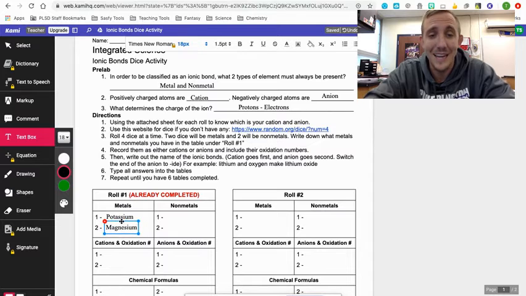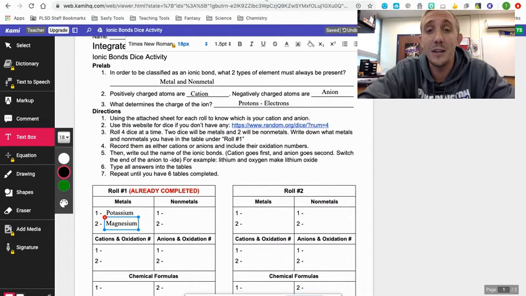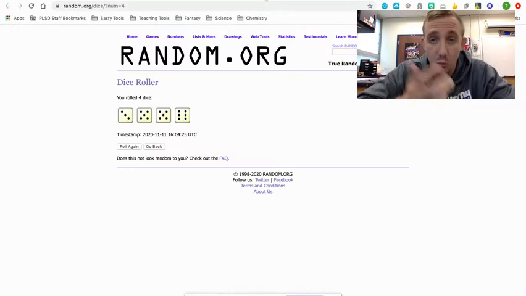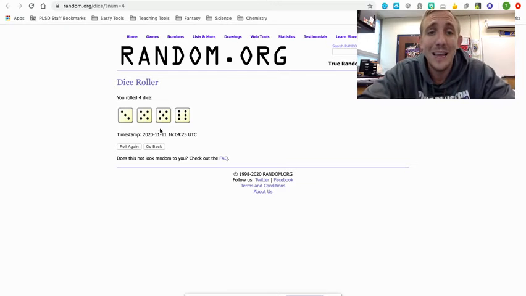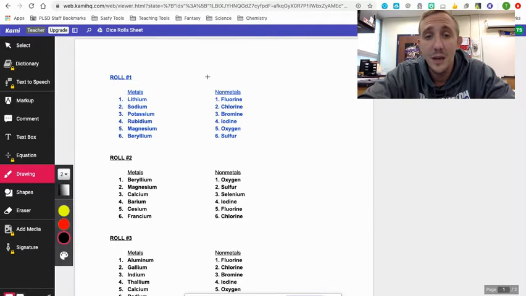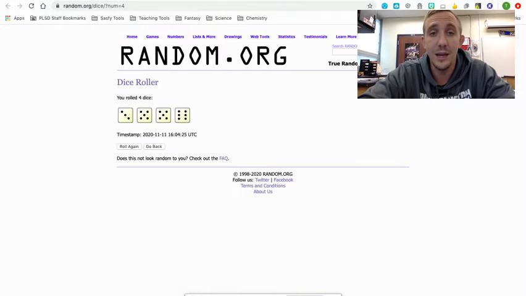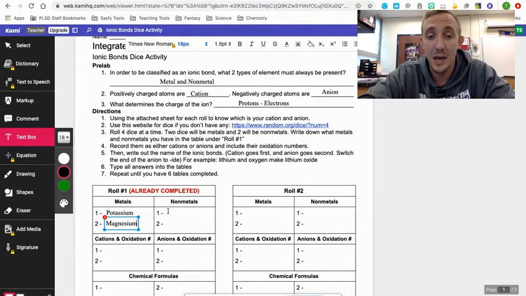That is my second element. Now, I'm going to go back to my random organizer, or my random dice roller. My last two dice will be my nonmetals. So I have a 5 and a 6. So I go back to my dice sheet. I look at 5 and I look at 6. So it's going to be oxygen and it's going to be sulfur. So I'm going to go ahead and mark down my nonmetals.